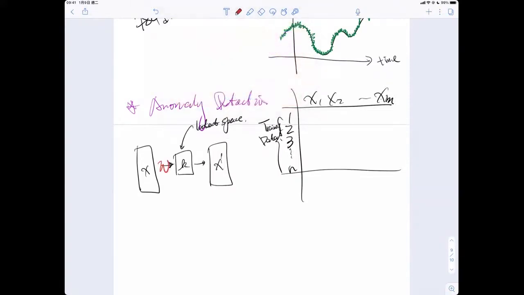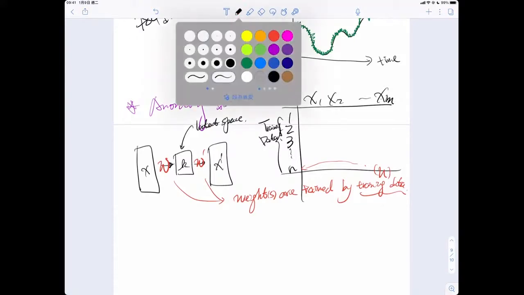The weights right here and the weights right here. Weights are trained by training data. So the weights right here, W or W prime, they are highly related to the data you provided, right? Because you have n data points. So you have n data points to train these weights. So they can learn how to map those data from high dimension to low dimension and then recover them from low dimension. So that's a kind of mapping. So you can draw it in this way, okay?